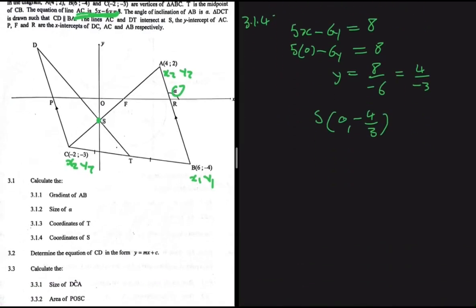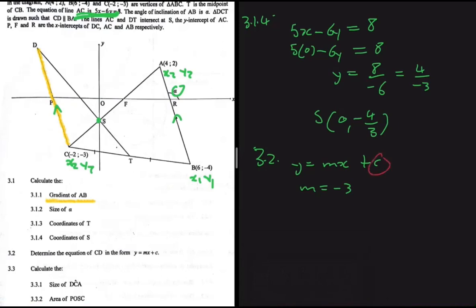Now let's do 3.2. So 3.2 here is saying that let's determine the equation of CD in the form y is equal to mx plus c. So let's go ahead and look at CD. So here's CD, right? But then it is said to us that CD is parallel to AB, right? So we already know that m is equal to minus 3, because don't forget that in 3.1.1, when we calculated the gradient of AB, we got minus 3. So now we just are looking for c here, right?